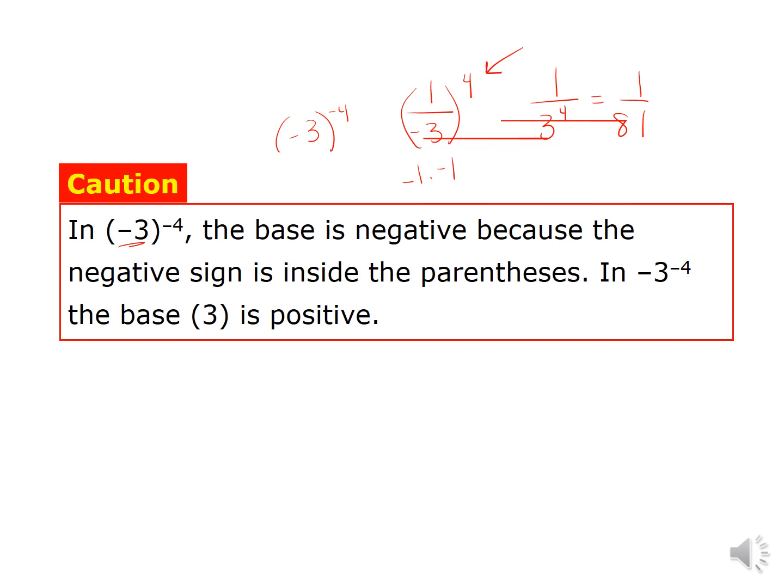Okay, and then in this one, the exponent only applies to this. So you're going to just flip it, 1 over 3 to the 4th. So it's negative 1 over 81. Okay, the base is positive. The negative is not attached.